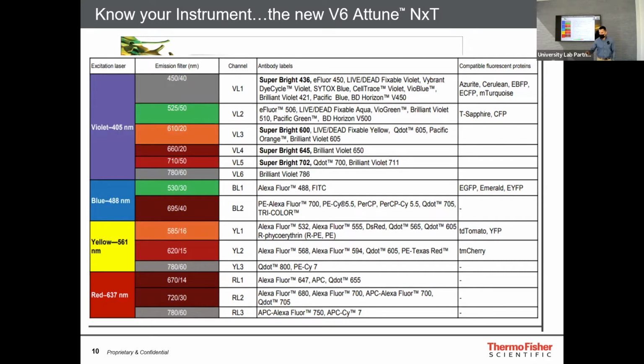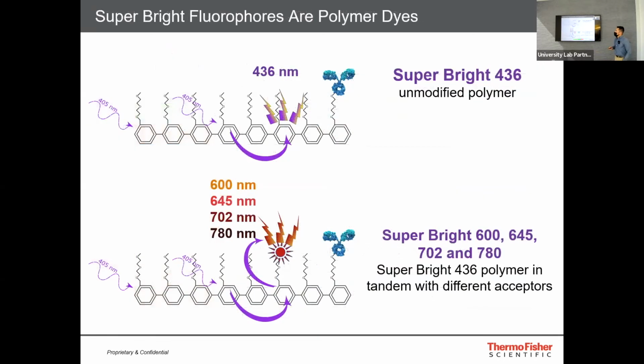I'm going to highlight quickly the violet laser because there are 6 channels. It's the laser that has the most channels available, so it's a lot of real estate here. For that, we have the super bright fluorophores, which are these polymer dyes.